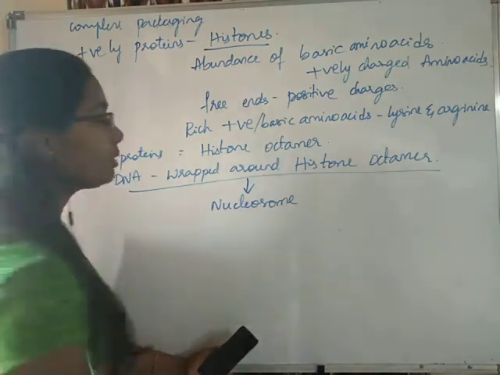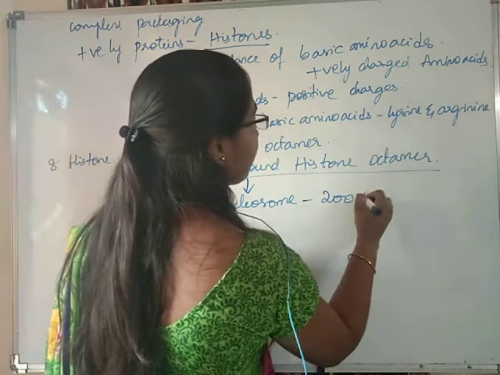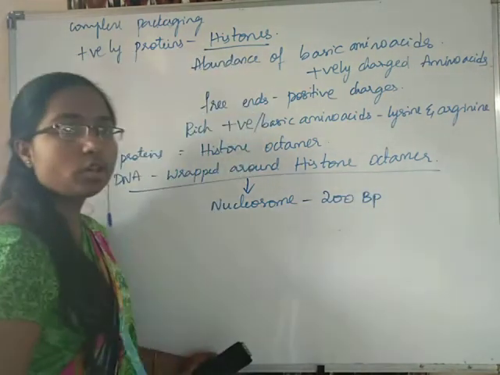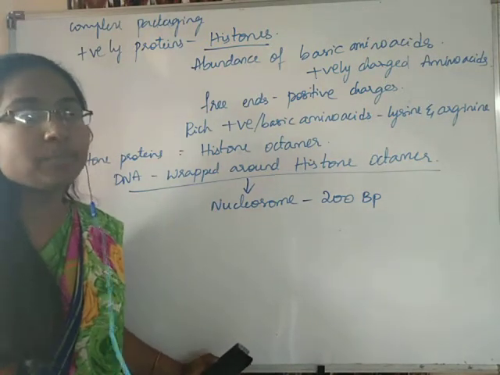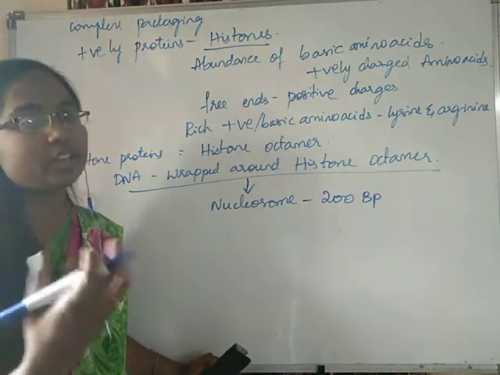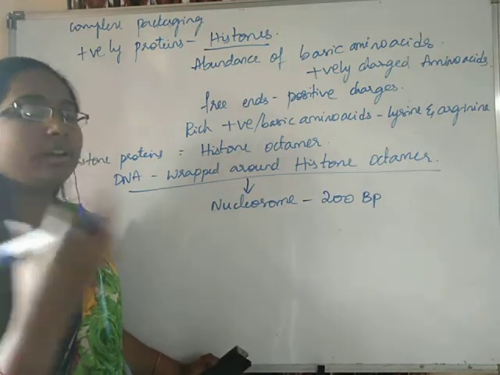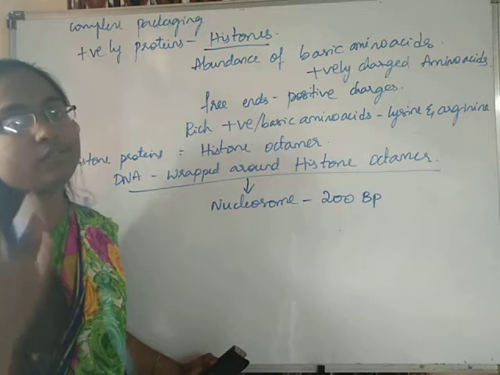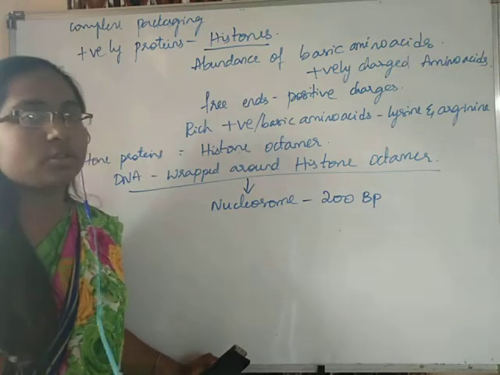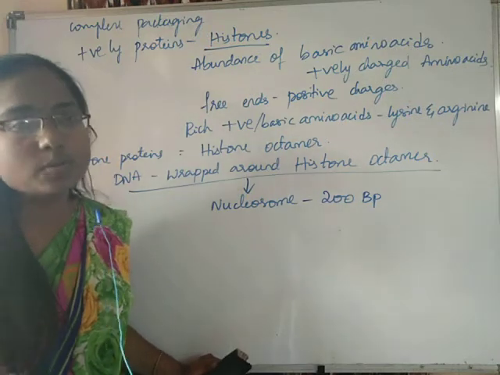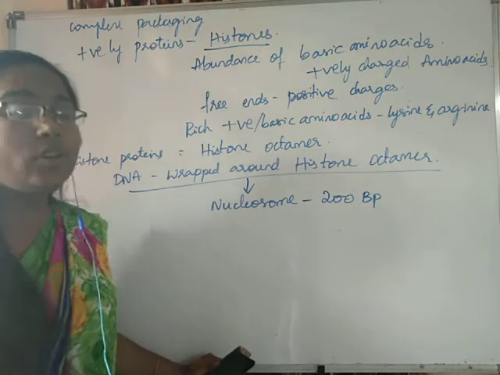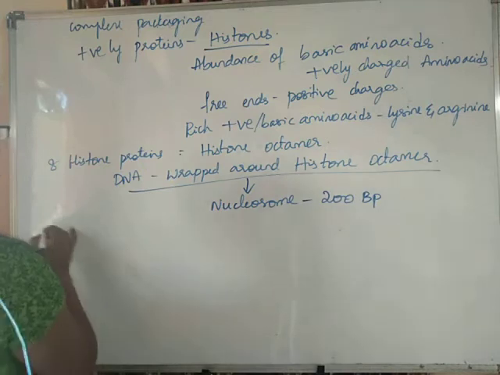Each nucleosome consists of nearly 200 base pairs. So 200 base pairs of DNA will wrap around the histone octamer and form a nucleosome. In that way, along the entire length of the DNA, these nucleosomes are present. A series of nucleosomes forms chromatin.